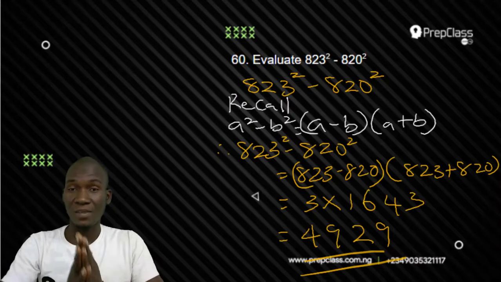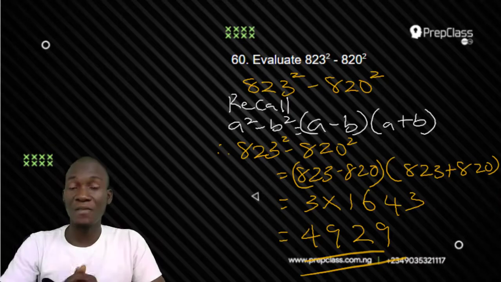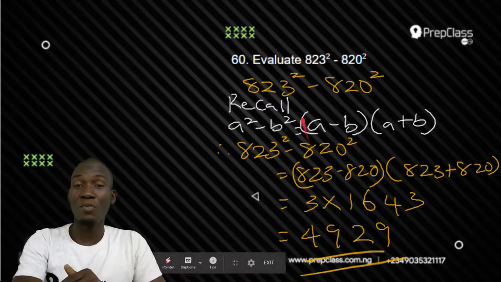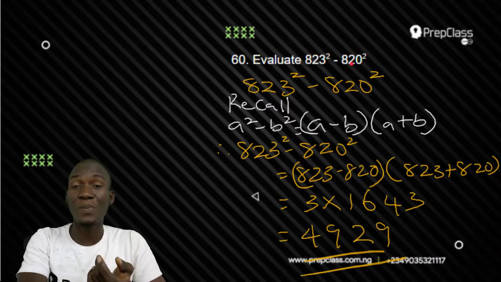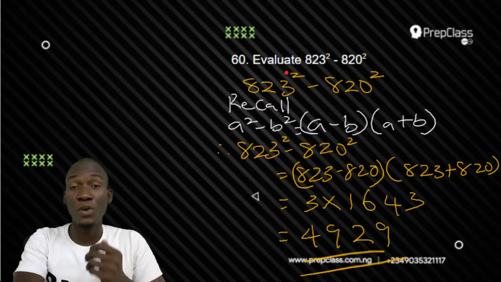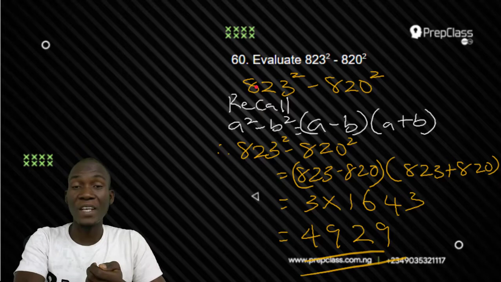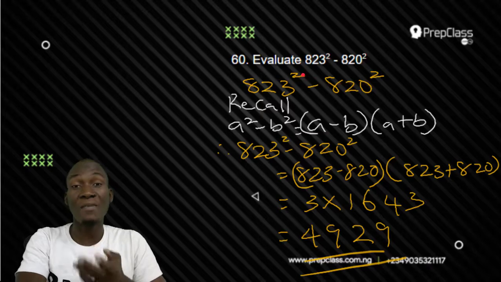Now to solve this, if you are not careful, you will just solve and waste your time. Because some people will just say, oh, because we have 823 raised to the power of 2, you multiply 823 by itself. Then you also multiply 820 by itself again, because we have 820 raised to the power of 2. But you don't need to go through that stress. Now, because we have 823 raised to the power of 2 minus 820 raised to the power of 2, the two numbers here have a power of 2.